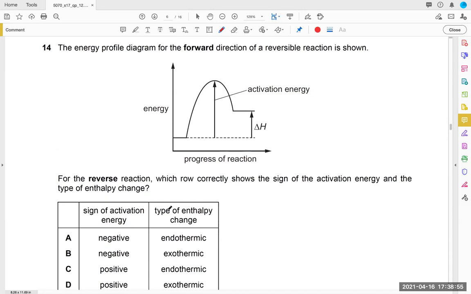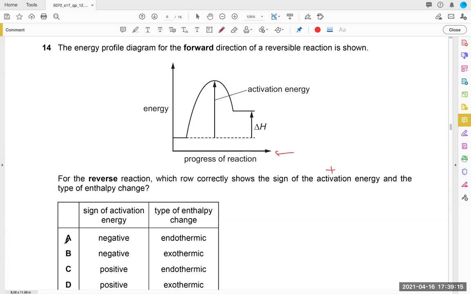The energy profile diagram for the forward reaction of a reversible reaction is shown. Okay. For the reverse reaction, it means we have to look at it from here. Which row correctly shows the sign of activation energy? Sign of activation energy, no matter what kind of reaction it is, it's always positive because energy has to be given in for any reaction to happen.